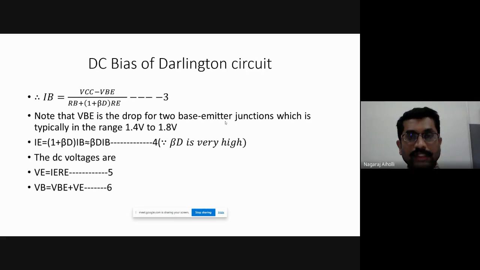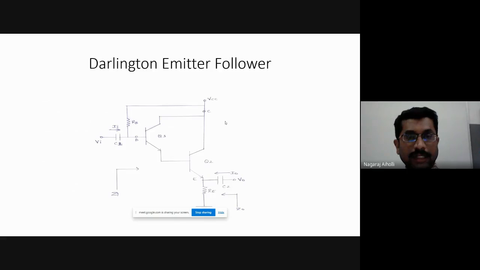Let us move on to the next topic, similar to the Darlington circuit: the Darlington emitter follower. Now look into this circuit and tell me which circuit that we have already studied it is similar to. In the last class or so we have studied a circuit which is similar to this one. Look at the name, Darlington emitter follower. Now make a guess.